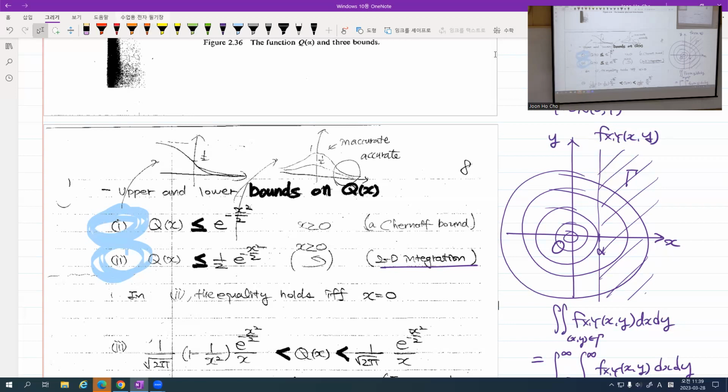So the idea is this, very simple actually. Instead of integrating on this half plane, you cut this way.